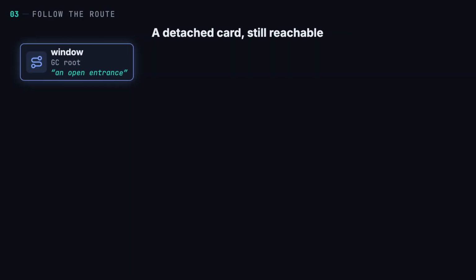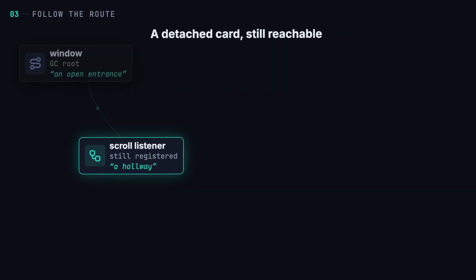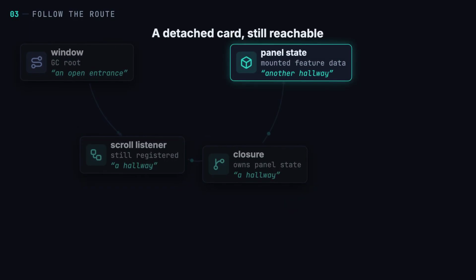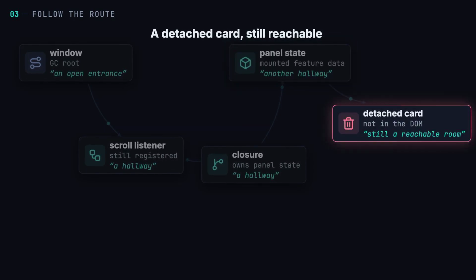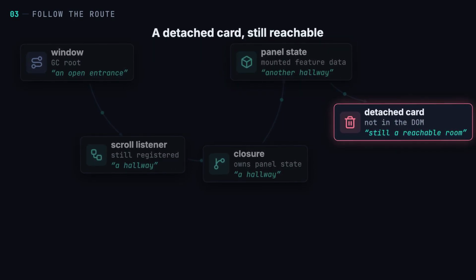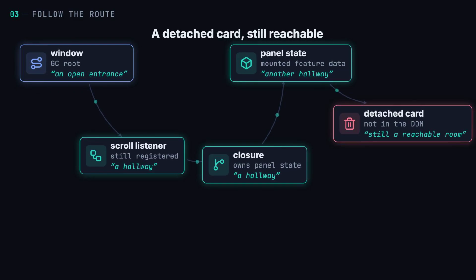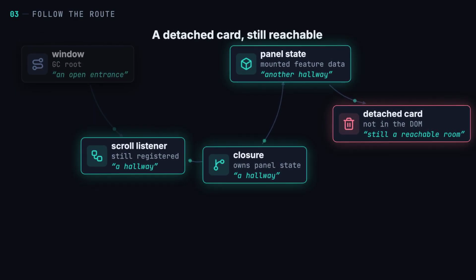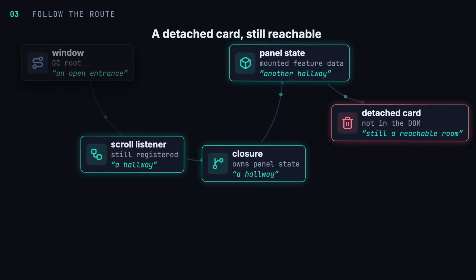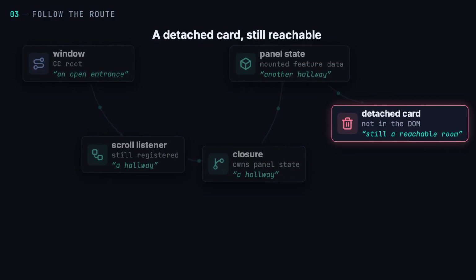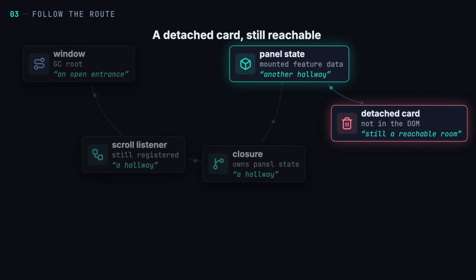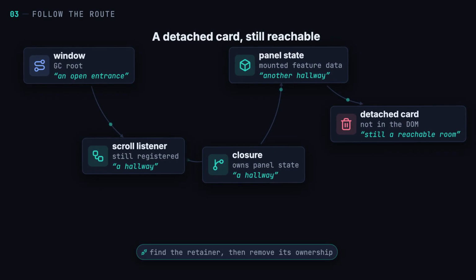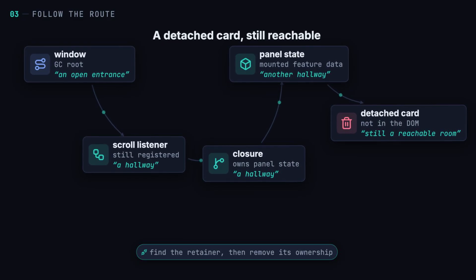Here is the trace in a real page. Window is a root. It owns a scroll listener. That listener closes over state for one mounted panel. The state points at a card that you already removed from the DOM. The card is not magic. It is just still at the end of a route. Window, listener, closure, state, card. That is what the retainers view in a heap snapshot is for. It shows the route, not merely the object that looks too large. Break that route and the whole island can become unreachable together.